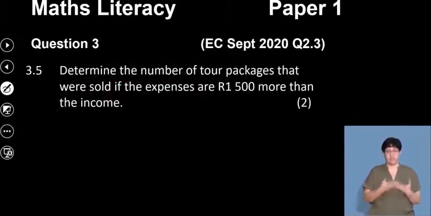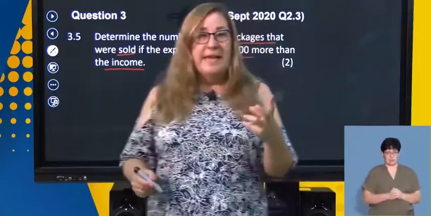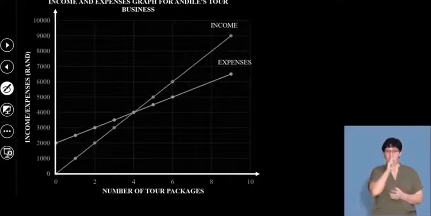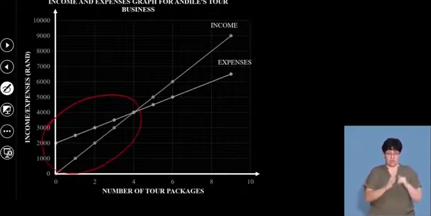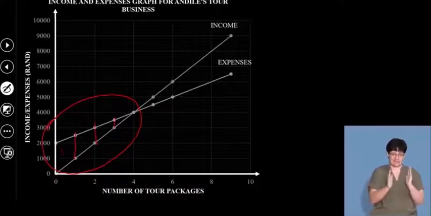Moving on, it says determine the number of tour packages that were sold if the expenses are 1,500 Rand more than the income. Now, once again, there's more than one way of doing this, but I'm going to go to my graph and show you. I'm looking for somewhere where the expenses are more than the income, and I can see that it needs to be less than 4. So it has to be somewhere over here. So now I'm looking, that's not 1,500, that's only 1,000, so it must be this one.